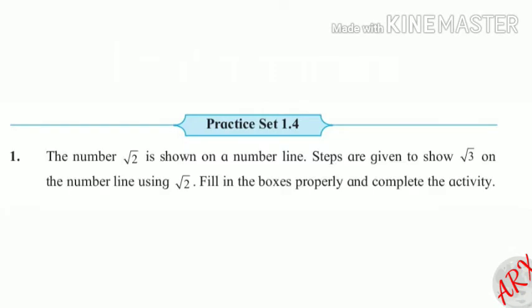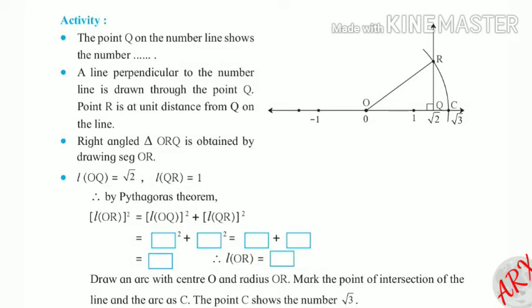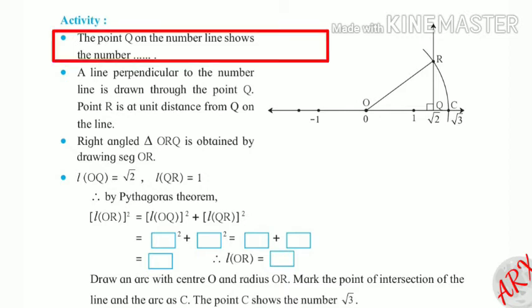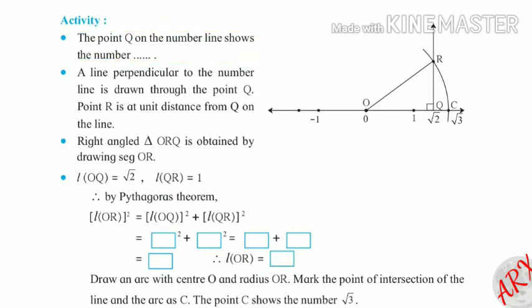Question number 1. The number root 2 is shown on a number line. Steps are given to show root 3 on the number line using root 2. Fill in the boxes properly and complete the activity. Now first we will start with the activity. The point Q on the number line shows the number root 2.